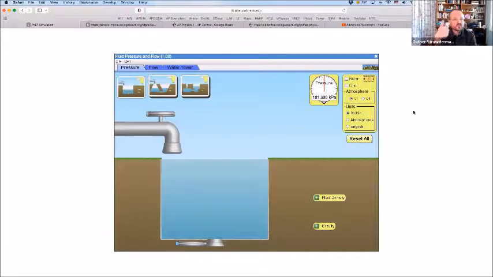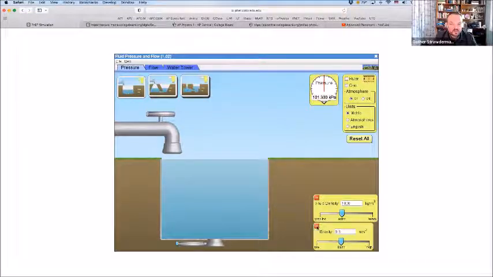If you could give me a little thumbs up when this simulation is starting to run for y'all. It takes a bit to load up. When you do get it loaded up, make sure you fill up the water by using this little spout up here. Click on fluid density, click on gravity.